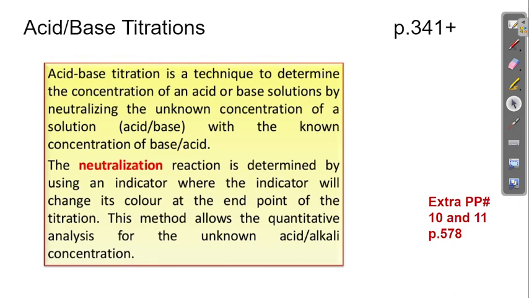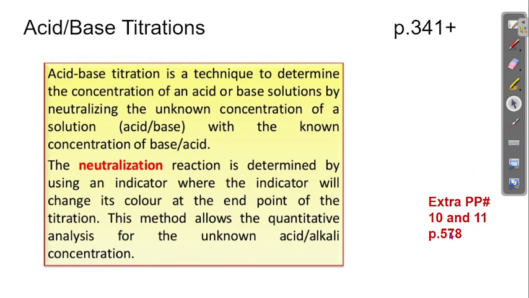So if you were adding an acid, you have neutralized the base. If you were using a dropper with a base and your concentration of acid is what you were looking at, then you know the concentration of that acid. Okay? This method allows the quantitative analysis, so you can find numbers, amounts, for the unknown acid or base concentration. I know it's a mouthful, but you'll see in a minute.